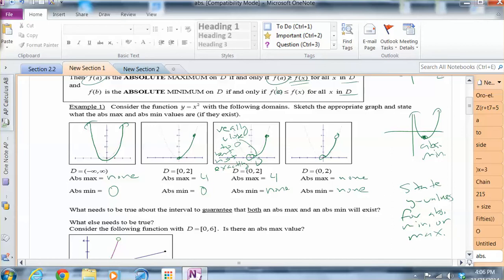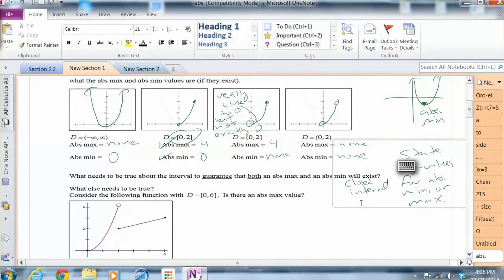So what needs to be true about the interval to guarantee that both an absolute max and absolute min will exist? Well, the only time we had both an absolute max and min was right here. And notice that was a closed interval. So we need a closed interval for both absolute min and max to occur. What else needs to be true?